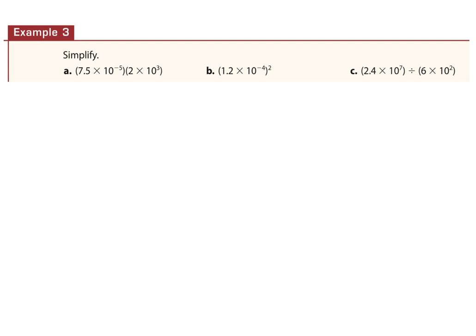We're doing all multiplication, right? So this is like 7.5 times 10 to the negative 5 times 2 times 10 to the third. Okay? Everybody agree with that? So if it's all multiplication, can I rearrange it? Well, yeah, 2 times 3 equals 3 times 2. So I can rearrange it. So I'm going to say 7.5 times the 2 times 10 to the negative 5 times 10 to the third. Okay?